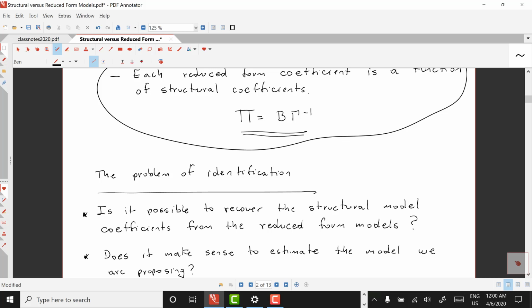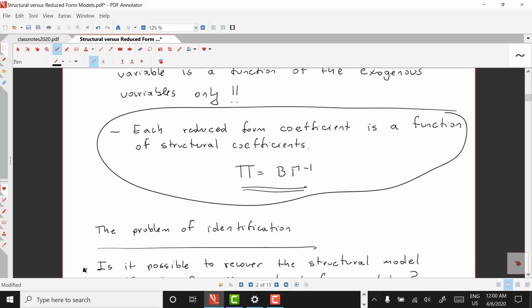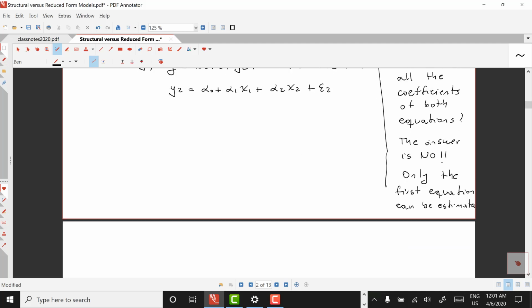Because remember, we estimate these reduced form models, but most of the time we're not interested in the reduced form models. What we're interested in is the structural coefficients, those coefficients related to the supply and the demand equation. So we could do the math to see if we can go back from the pi coefficients to the beta and the omega coefficients. We could do it mathematically, but there's an easier way to go about doing it.